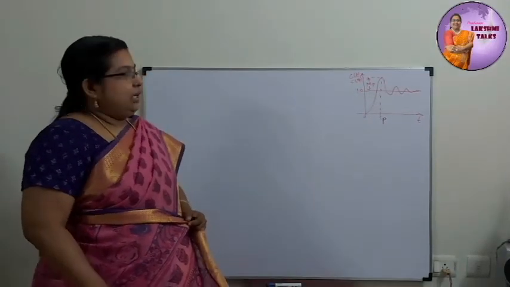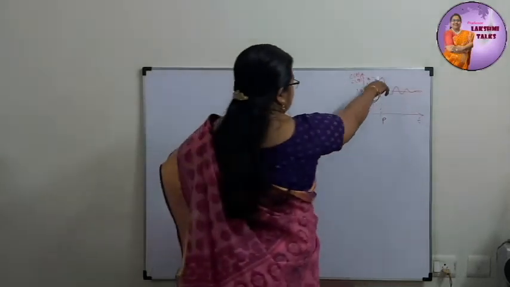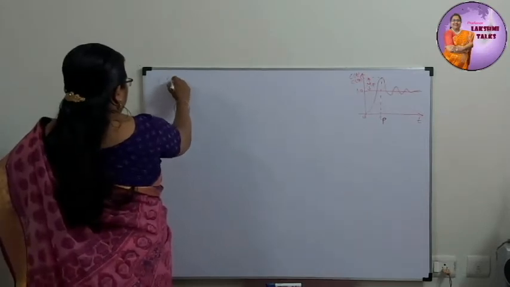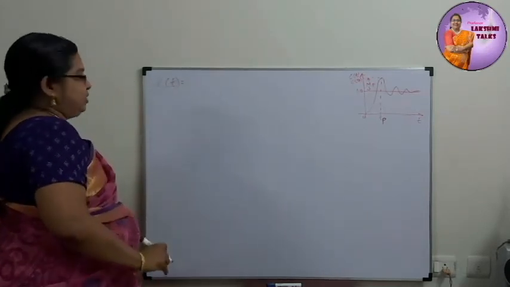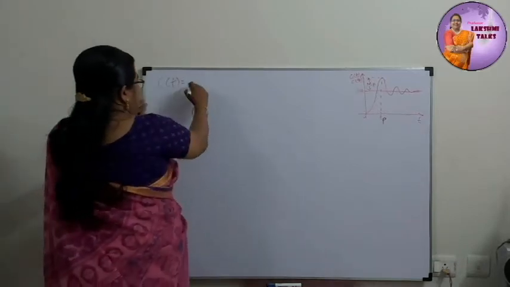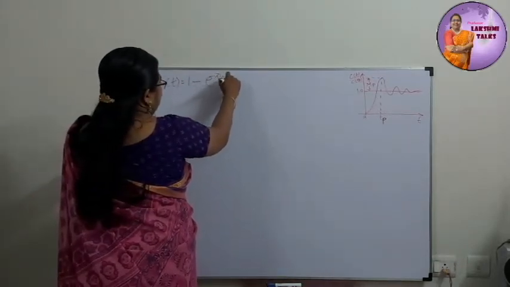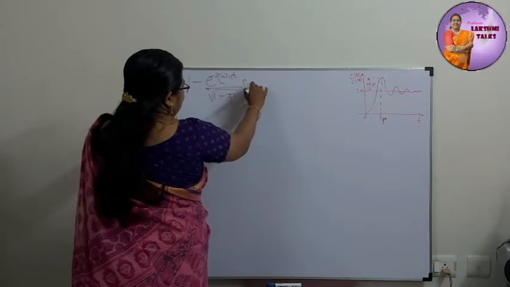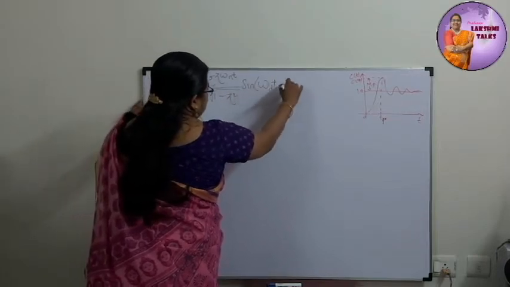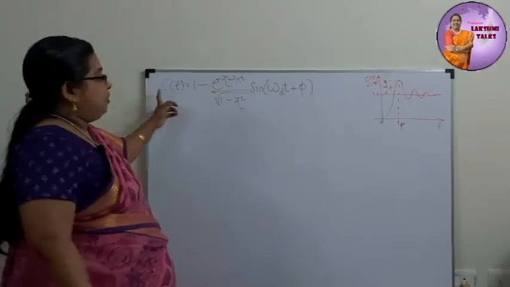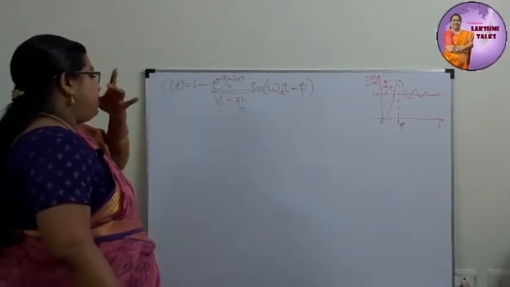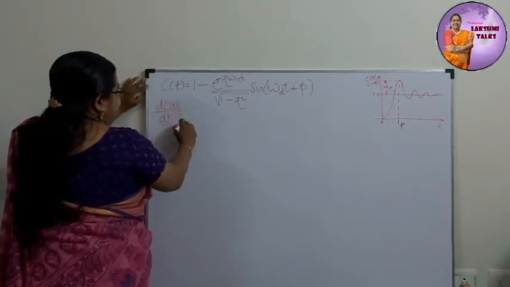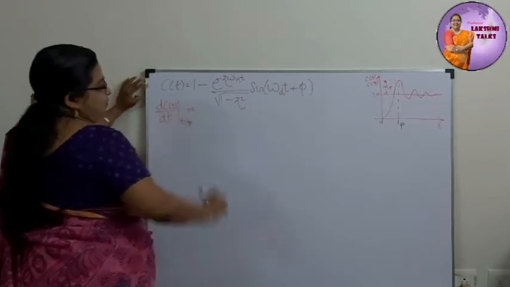At peak what happens? The slope is 0, right? That is obvious. At any peak the slope will be 0. So what is a slope? We know the expression for the response is c of t equal to 1 minus e power minus zeta omega n t divided by root of 1 minus zeta square, sine of omega d t plus phi, right? So we need to find the slope of this response and equate it to 0. So d c of t by dt at t equal to tp is 0.